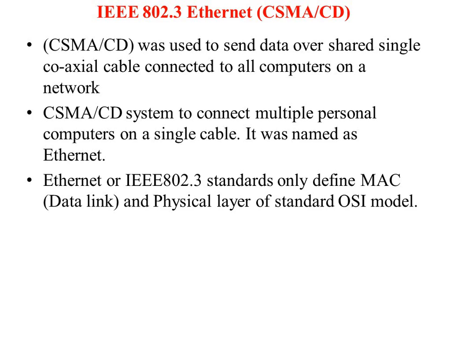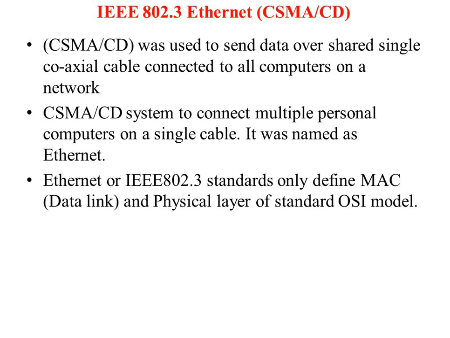That means when you are putting it in a LAN, it may be connected with a coaxial cable if it is a bus type of topology. Even if it is a star type of topology, you can use the coaxial cable, but nowadays nobody uses it. All of them use UTP cable. So the CSMA/CD system is used to connect multiple personal computers on a single cable that is named Ethernet.